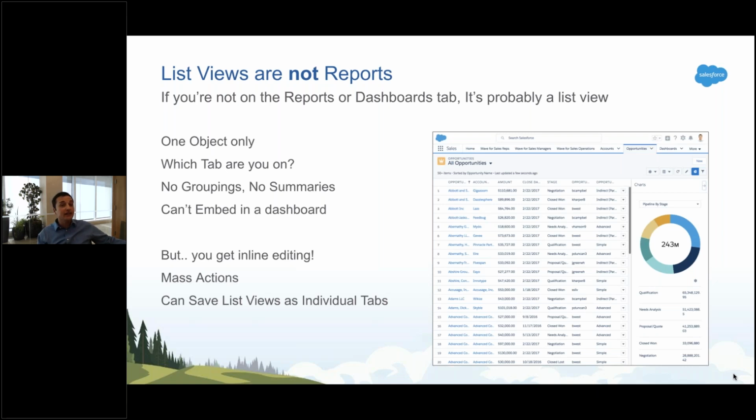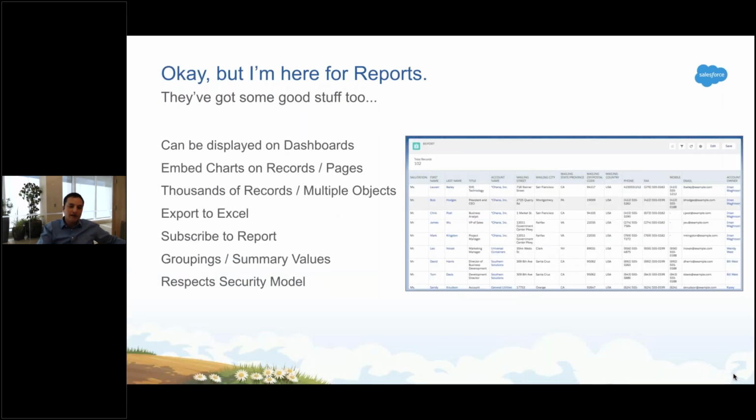Now, list views are really powerful. I really like them. You should use list views. You should create custom list views, but they're not reports. With list views, you can take mass action on records. You can edit records in line. You can save that list view as its own tab. There's a lot you can do. And you can have a little chart there too. It's nice, but it's not a report. Okay, no groupings, no summaries. You can't put it in a dashboard.